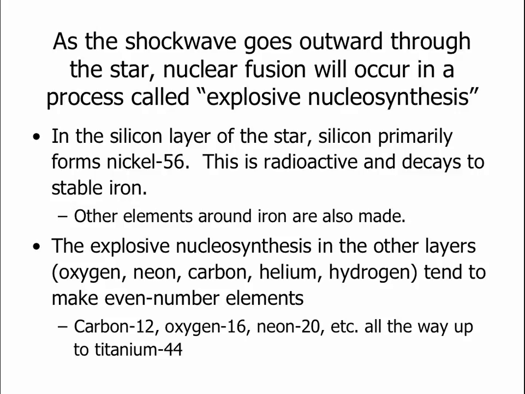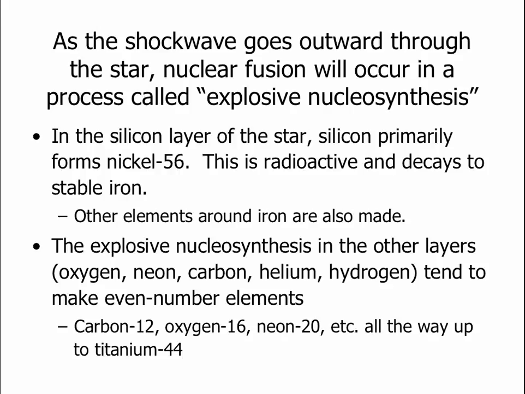So as the shock wave of the supernova goes outward through the star, I already said that we get uncontrolled nuclear fusion. And this is a process called explosive nucleosynthesis. And so as the blast wave goes through all the layers of the star, these onion layers of the massive star, in the silicon layer we can get fusion into iron. Actually, we fuse into nickel, and that's radioactive and decays into iron.